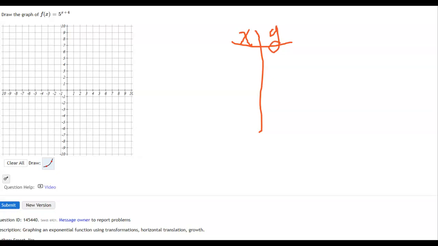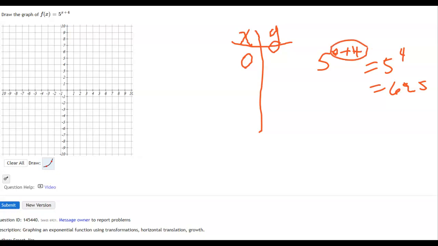So typically we've been starting with 0, right? But if we start with 0 here, that's going to give us 5 to the power of 0 plus 4. And the power of 0 plus 4 is actually 5 to the 4th power, which is 625 if you do that on your calculator. And you'll see that's a little too big for the graph that they've given us. So we're going to have to look at smaller numbers.